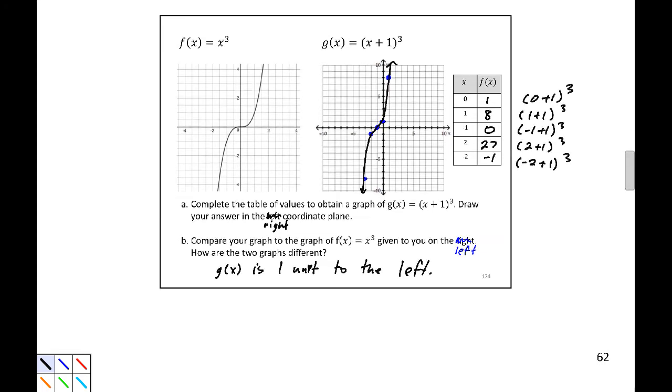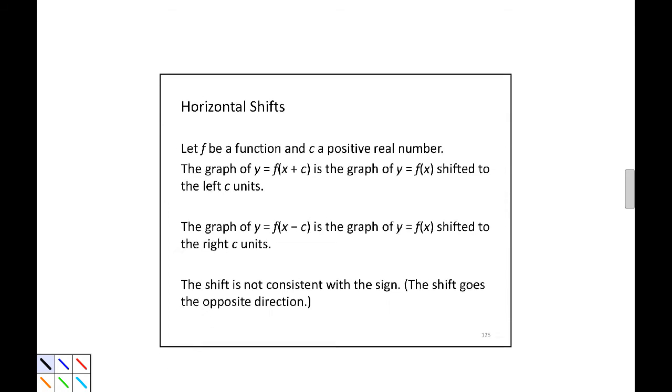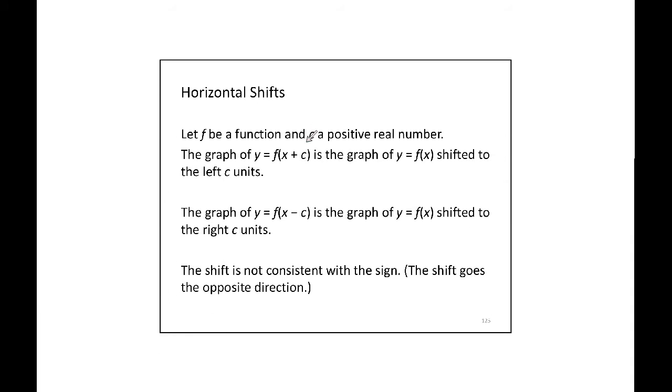See if we can dive into a horizontal shift. Let f be a function and c be a positive real number. The graph of y equals f of (x plus c), now the x plus c is inside the parentheses, is the graph of y equals f of x shifted to the left, c units. So notice we have a plus c on the inside there, and we're shifting to the left. The graph of y equals f of (x minus c) is the graph of y equals f of x shifted to the right, c units. So again, minus c means we're shifting to the right.